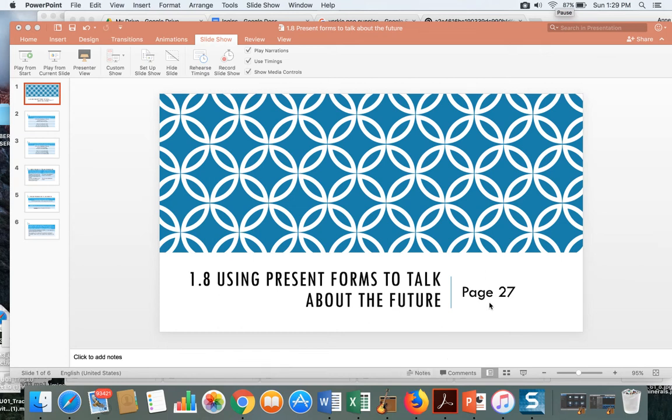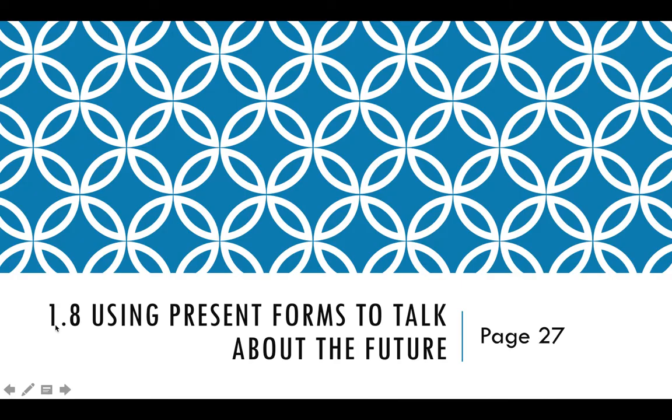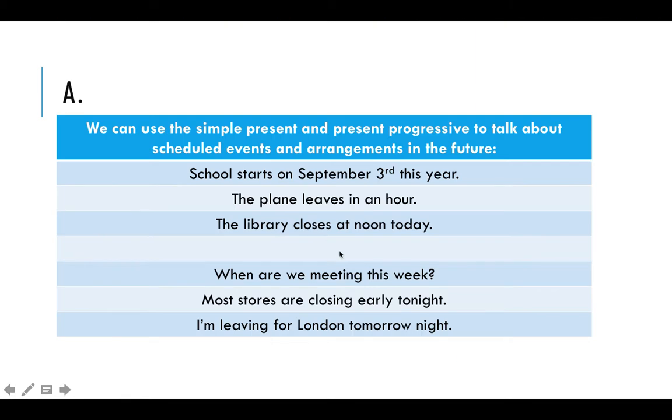Now we're on page 27, getting ready to talk about using present forms to talk about the future. We can use the simple present and present progressive to talk about scheduled events and arrangements in the future. For example, school starts on September 3rd this year. So September 3rd is in the future. The plane leaves in an hour. The library closes at noon today. These are all using the simple present to talk about something that is scheduled to happen in the future.